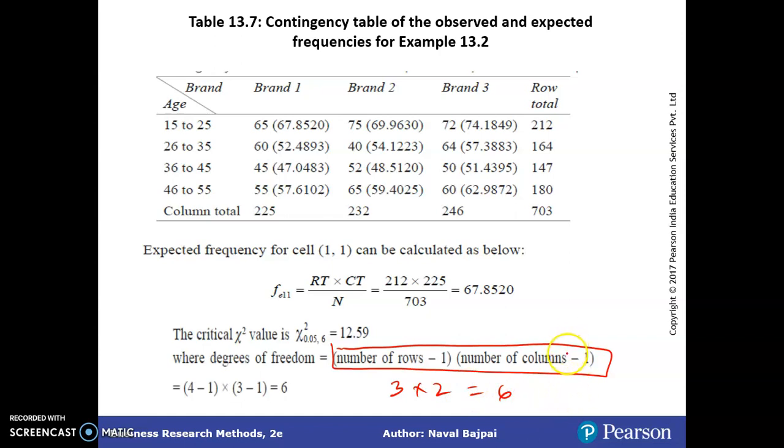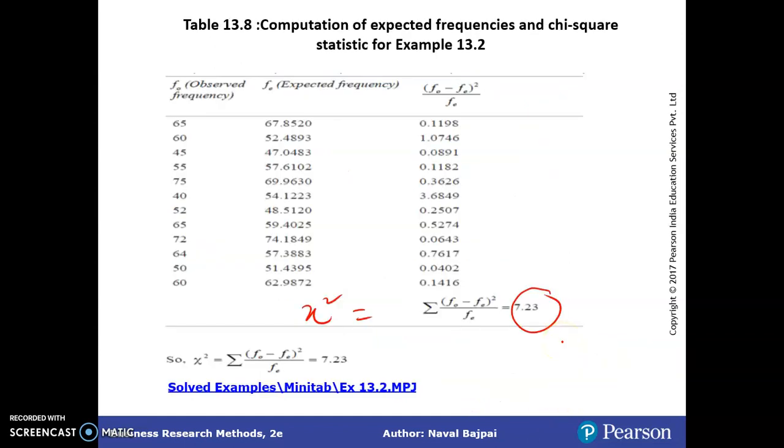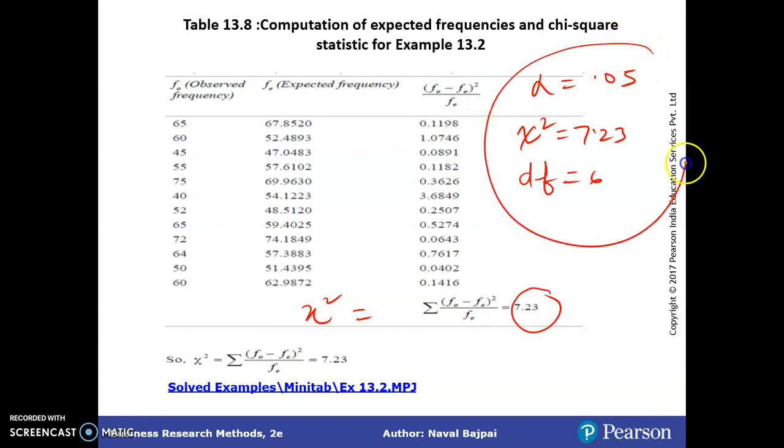Now we have two values. One is 7.23, that is the chi-square value. The other is the degree of freedom, that is 6. We already know the level of alpha that was given to us, 0.05. Now based on these values, we can calculate the corresponding p-value, whether it is significant or not, and then we can make a decision. These values are provided in the chi-square table.